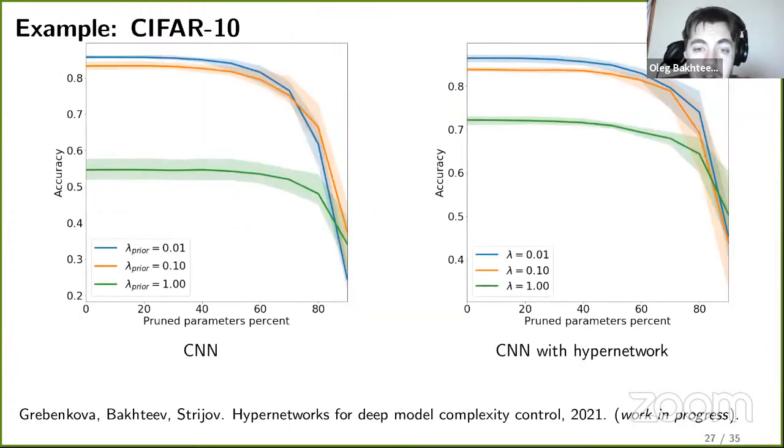So there are some plots from our work. Here we see that on the left side there is a plot of accuracy and pruned parameters percent, and on the right side we can see the same plot, but with hypernetwork usage. As we can see, hypernetworks rather accurately model this dependence, and therefore we can use them to model the complexity of the deep learning models.